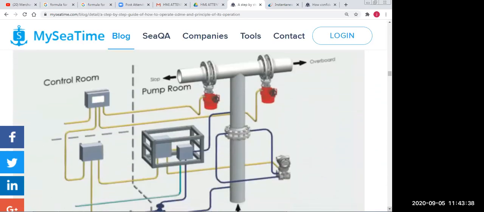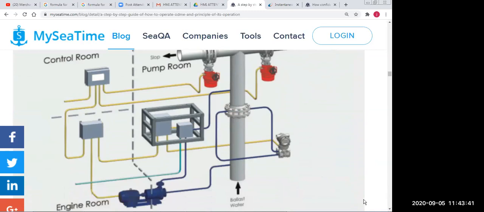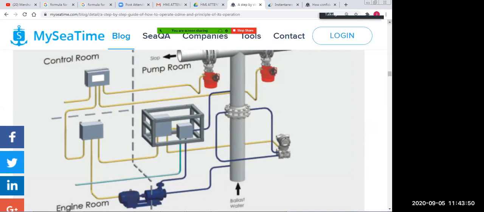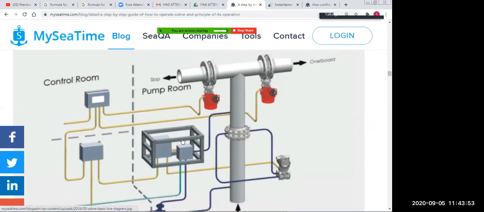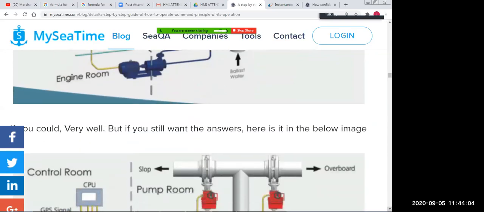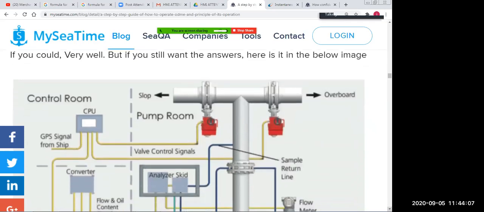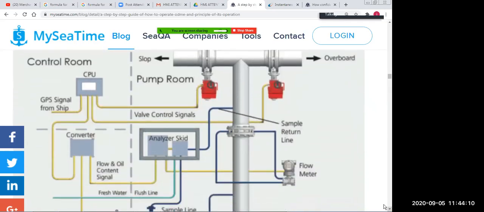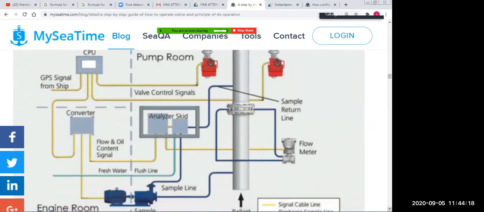So this is a line diagram of ODME shown. It will be there in the pump room, where from ODME, a slop tank, you will have a line which is going to the overboard discharge, and all these lines are connected. Your analyzing unit and flow meter, computing unit, and in control room you have the computing unit. Then this pump and cleaning unit are there in the engine room. So this line is coming from the slop and going overboard, and there is also a connection to ballast tank for emergency, which is closed.